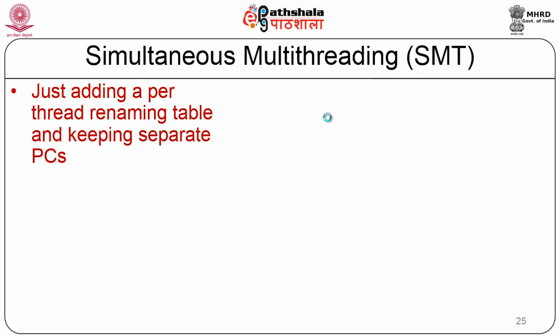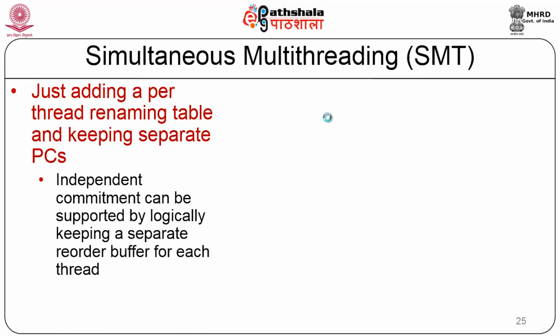So, we harness this facility by adding a little more to it. For every thread you just add a renaming table and keep separate program counters and separate reorder buffers, and independent commitment can be supported by logically keeping a separate reorder buffer for each thread. With just minimal support added to the existing hardware, we will be able to do simultaneous multithreading, where we issue instructions from multiple threads of execution in the same clock cycle.